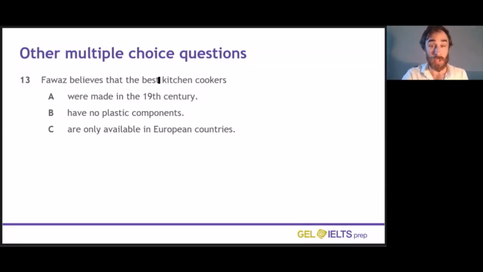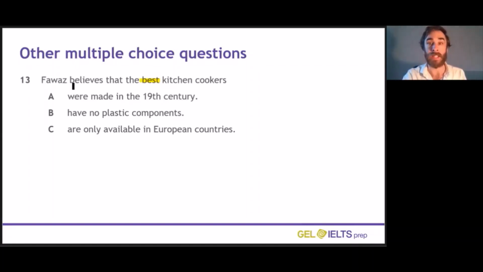So the best option here is best. So kitchen cookers appears to be the topic of this talk in general, so that's not really a keyword. And Fawaz believes is just telling us his opinion. So again, we're going to be listening for something connected to best, superior, the most useful, some comparative or superlative form. Now, again, let's look at those options and identify the keywords.